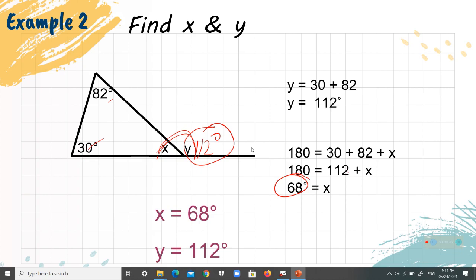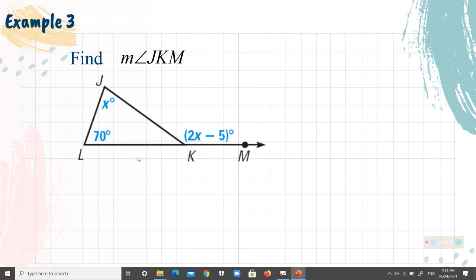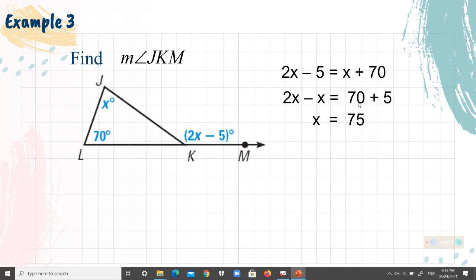Next, let's have example 3. Given the figure, you are going to find the measure of angle JKM. JKM is the exterior angle. We have to take note that this is equal to the sum of the measures of the two remote interior angles. So you have to equate 2x minus 5 is equal to x plus 70. Then solve using the addition property of equality. You will obtain 2x minus x is x, and 70 plus 5 is 75. So the value of x now is 75.